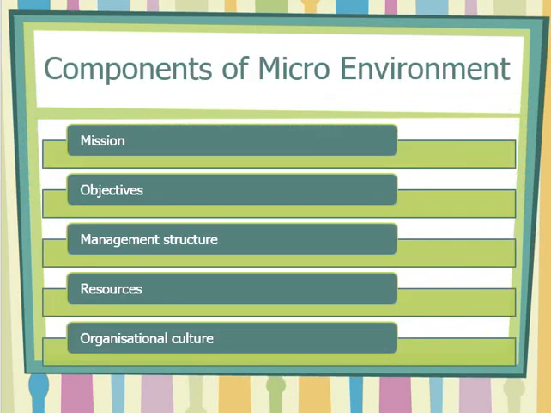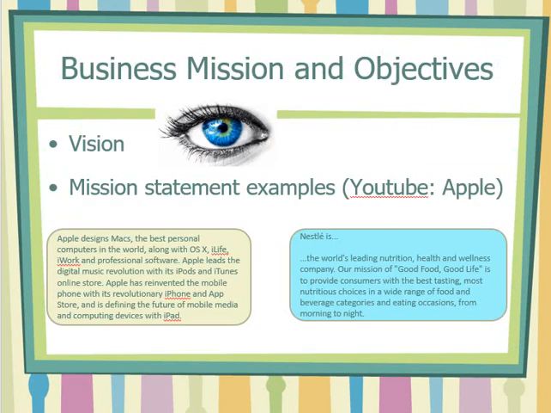So what are the components in the microenvironment? That is the mission statement, the objectives, the management structure, the different resources that the business has in order to operate, and lastly, that organizational culture, that identity that that business has. So on the next slide, I've got some examples of mission and objectives.